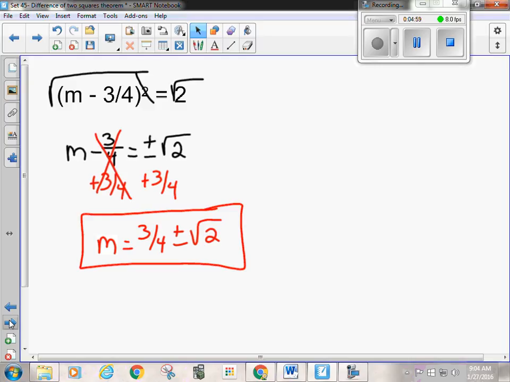Very simple. If we have something that's squared by itself, we're going to take the square root on both sides, and then we isolate the variable.